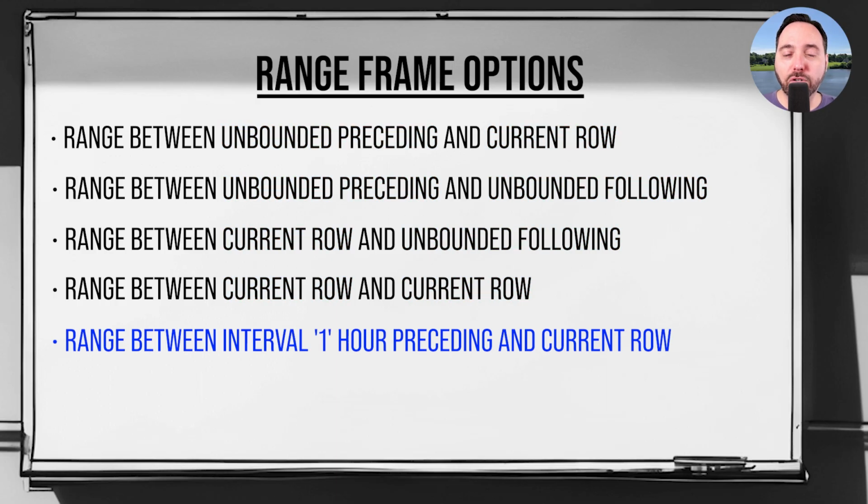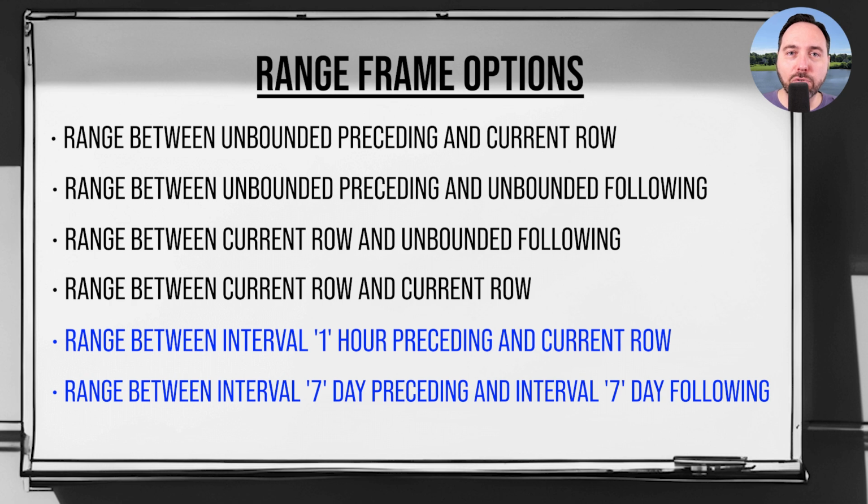First, we have a range from 1 hour ago to the current row. Or maybe we want the range from 7 days ago to 7 days from now. In both of these cases, we don't define how many rows to go back. We define for some given date column that we want all records that fit within this range. This is particularly important with time series functionality. I want to know records that fit within a certain time frame, not necessarily a certain number of rows back.